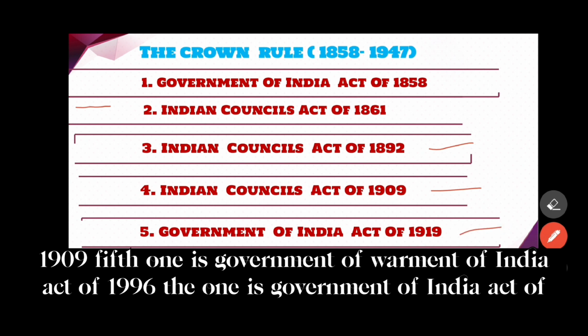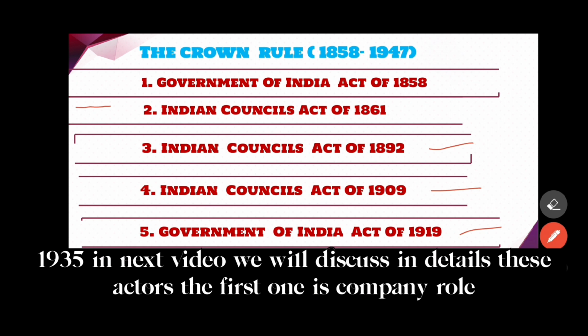Fifth is the Government of India Act of 1919. Sixth is the Government of India Act of 1935. In the next video we will discuss these acts in detail.